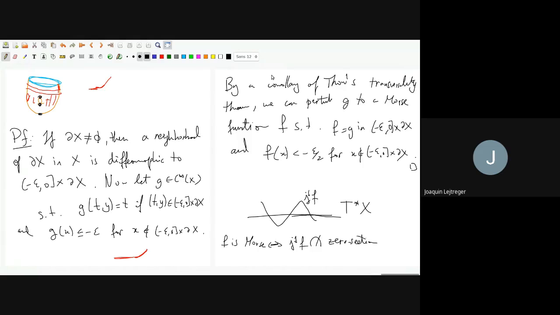Maybe it's a little obvious, but when you made it so that the critical points were different, why does being epsilon sufficiently small make sure that you don't get any new critical points?